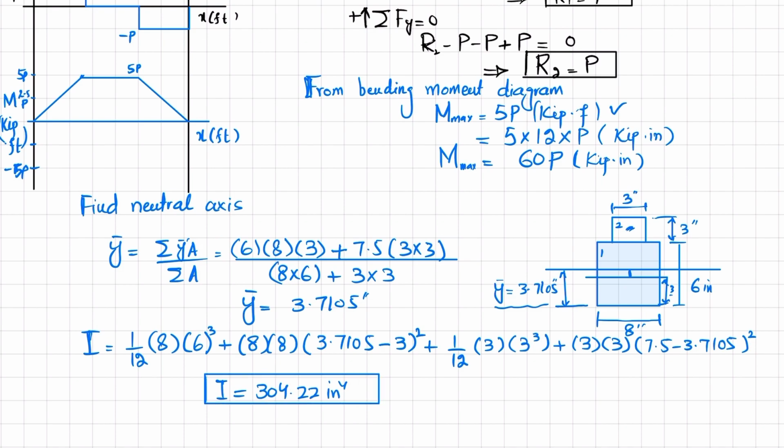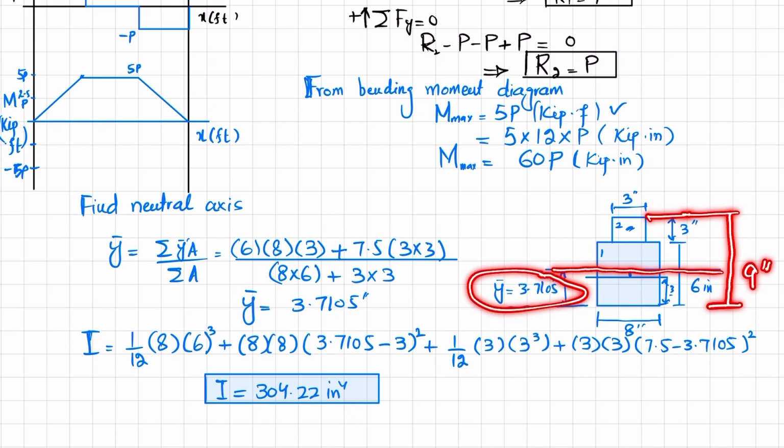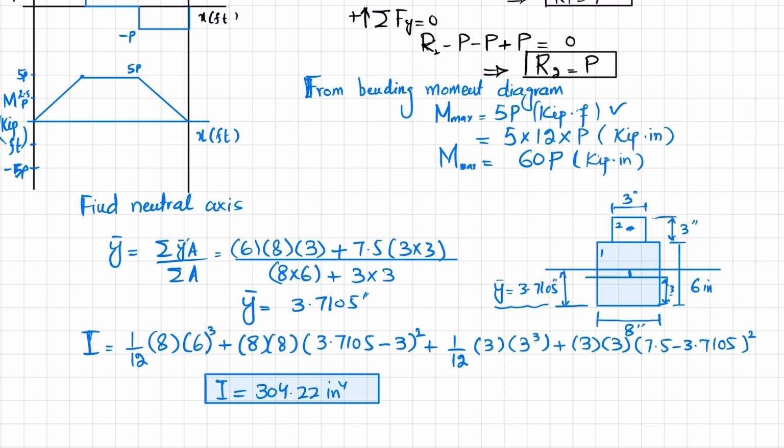Okay, now we will talk about C. So C is the distance from the neutral axis to the topmost fiber. You can see the total height is 9 inch. So 9 minus this y dash, which is 3.7105, will give you this distance C. I will write C is equal to 9 minus 3.7105, and the unit will be inch.